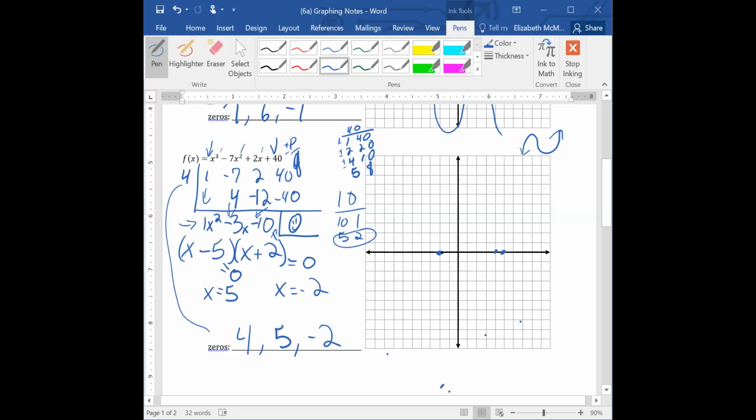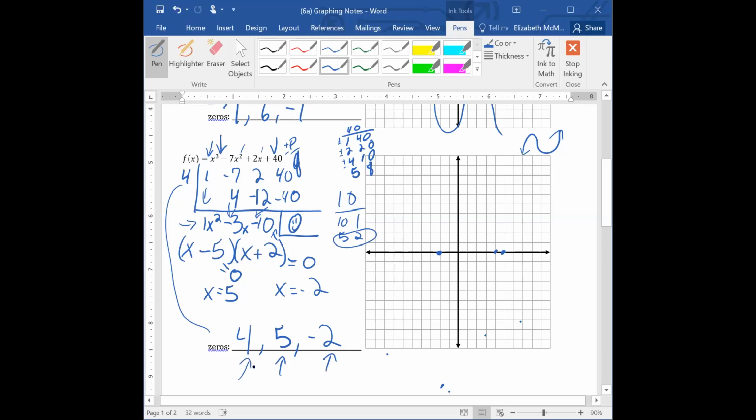Also a note: make sure you are double checking that you have the correct number of zeros. Look back to your original function. This was an x cubed. Notice that the exponent is a 3, so I should have 3 zeros. Look, 1, 2, 3. So we have the right number.